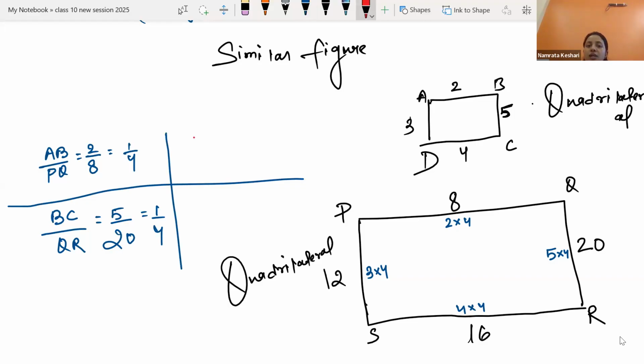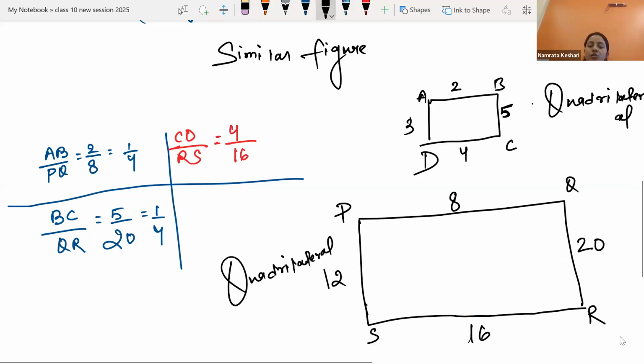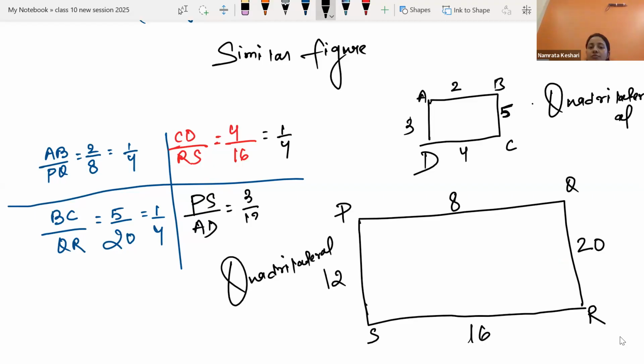You can check the other ratios as well. You can check CD by RS, and you will find that CD is 4 and RS actually is 16. I'm rubbing out this multiplication part because it can create confusion. See the actual data. So you are getting 1 is to 4. If you check the other side, that is PS is to AD, you will find that the ratio is 3 is to 12, that is again 1 is to 4. Can you see all the ratios are the same?